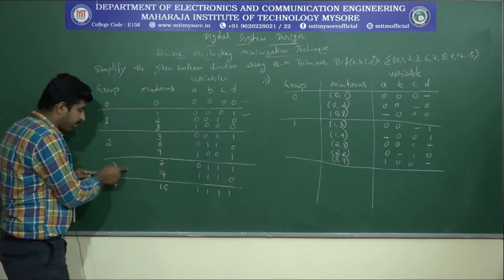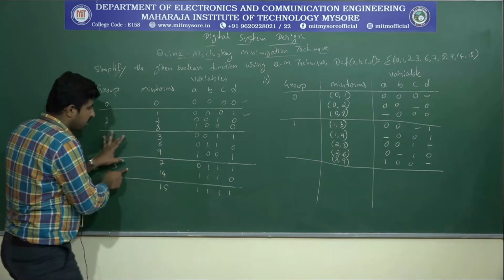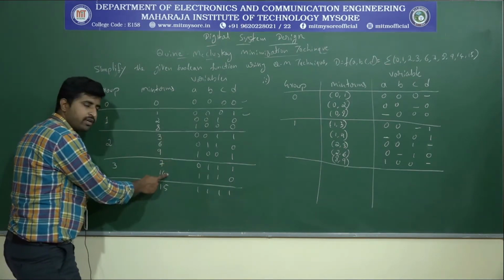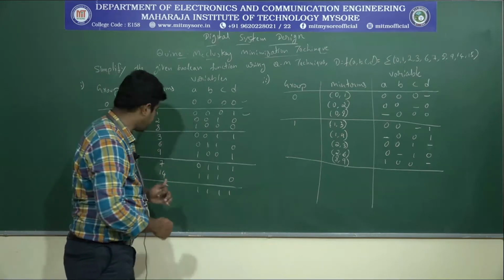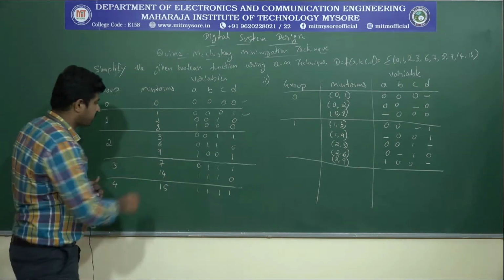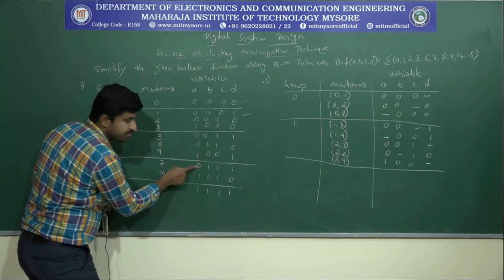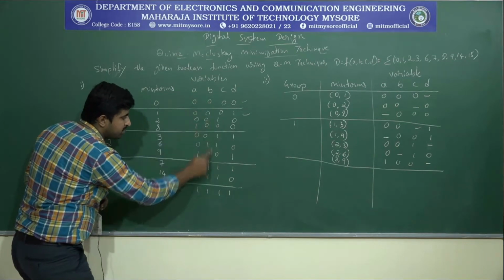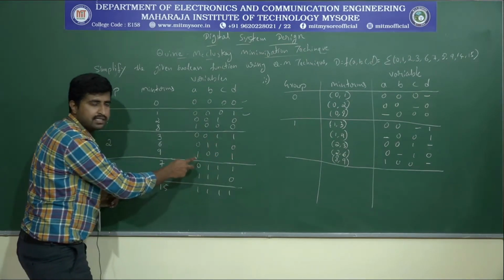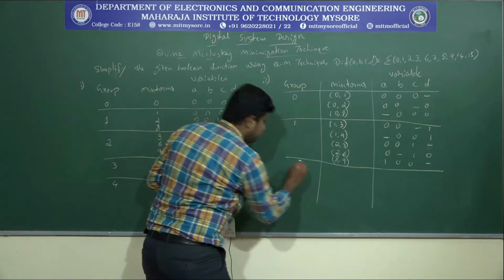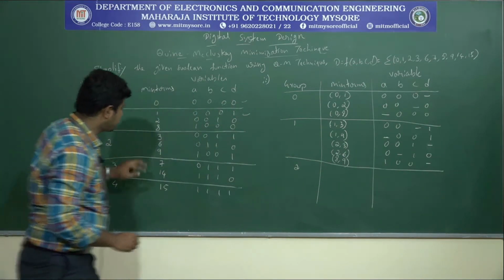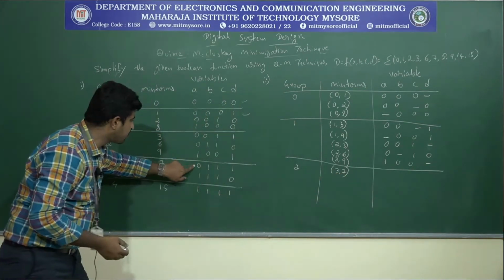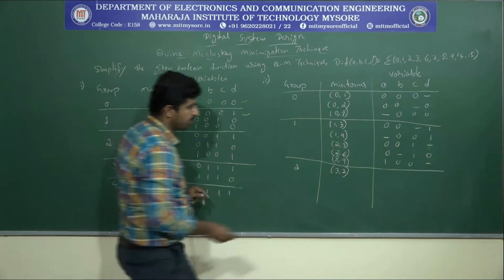Next, group 2 will be compared with group 3. So 3, 6, 9 will be compared with 7, 14. Let's compare 3 with 7, 14. Next 6 with 7, 14. Similarly 9 with 7, 14. So 3 with 7: yes, we can group this one, because only the B position variable has been changed, and the remaining are the same as it is. I will name this as group 2, and 3 comma 7, the positions are 0 dash 1 1.